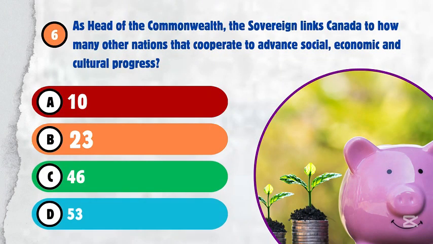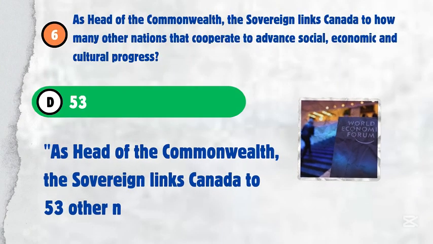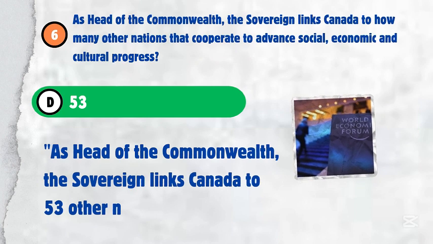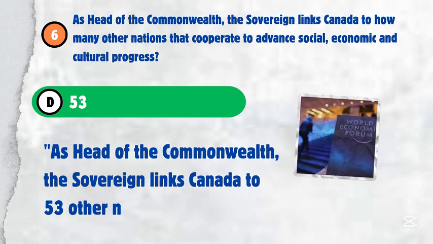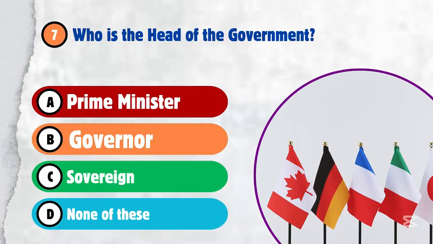6. As head of the Commonwealth, the Sovereign links Canada to how many other nations that cooperate to advance social, economic, and cultural progress? A. 10. B. 23. C. 46. D. 53. Answer: D. 53. As head of the Commonwealth, the Sovereign links Canada to 53 other nations that cooperate to advance social, economic, and cultural progress.